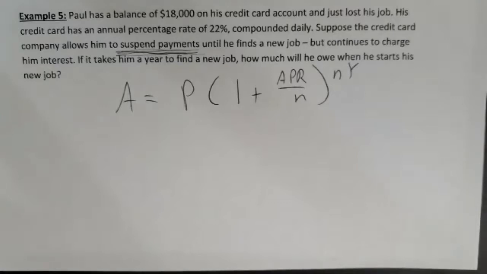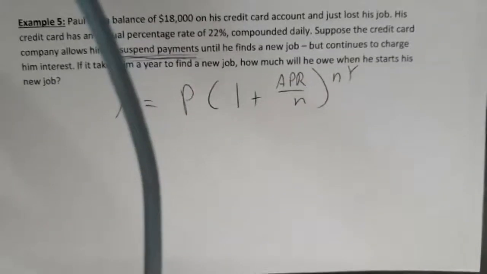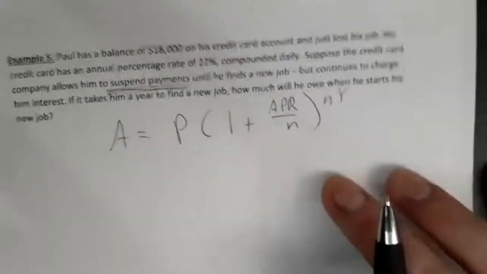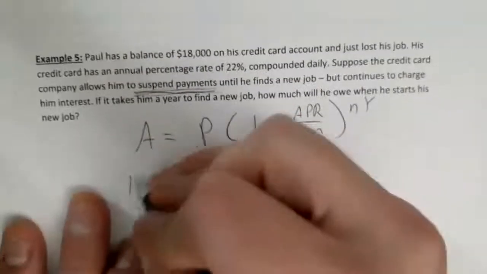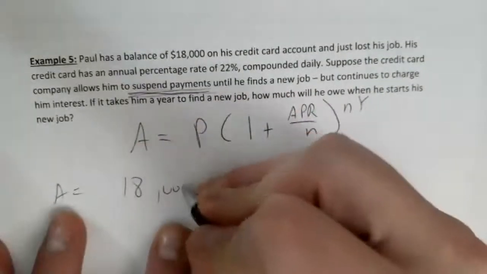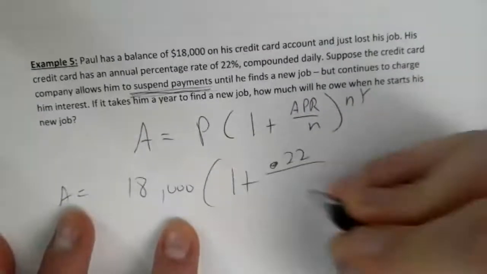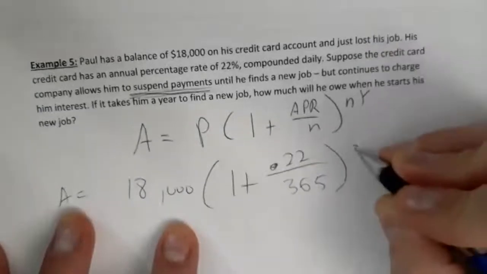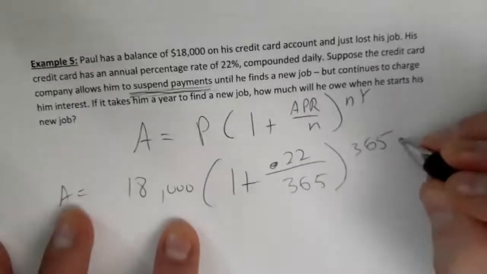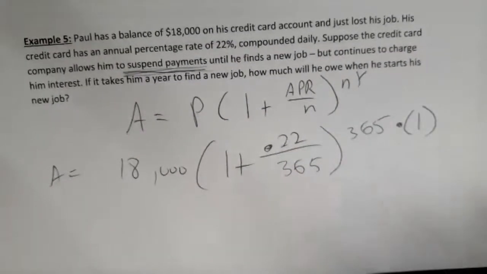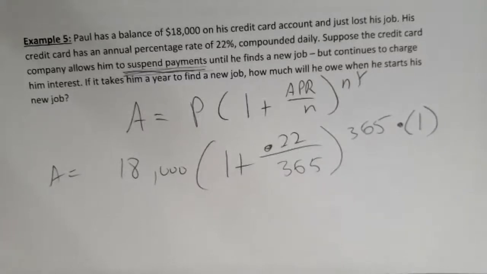So he's not making payments. We can simplify this just a little bit. So looking along here, A equals principal. My principal on this thing is the 18,000. My 1 plus my APR is 0.22 over N, which is 365 days in a year. My N is still 365 days. Now I'm doing this for 1 year, I believe, is what he's doing. So we've done a few problems like this.